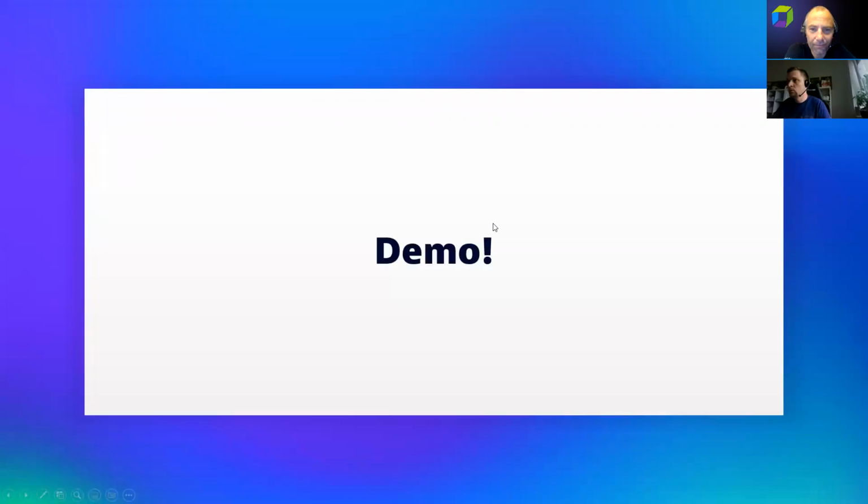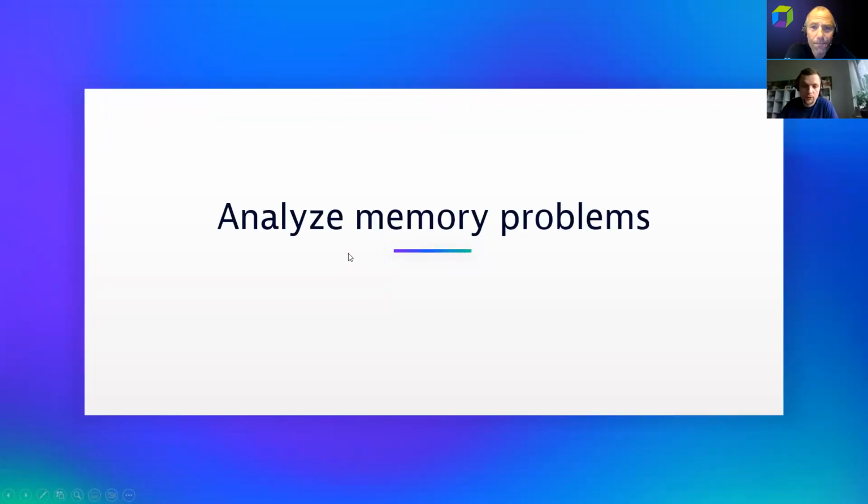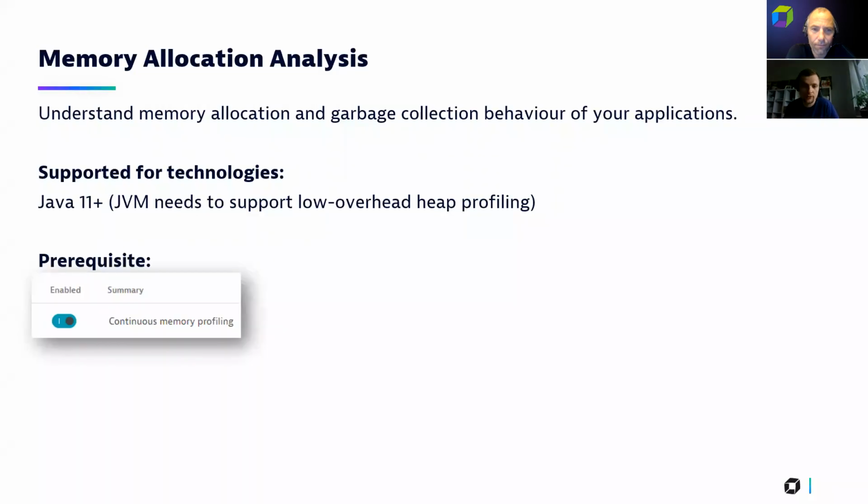Yeah, one tool. So what I also said is memory problems. That's the other side of things. Sometimes it's not the CPU, but maybe it's the memory that is overflowing. And I think here Dynatrace also shines a lot with our memory allocation analysis. This is just supported for Java because we need some special APIs that are provided by the JVM, from version 11 on plus, with all the major ones supported, but you can see it has to support low overhead heap profiling.